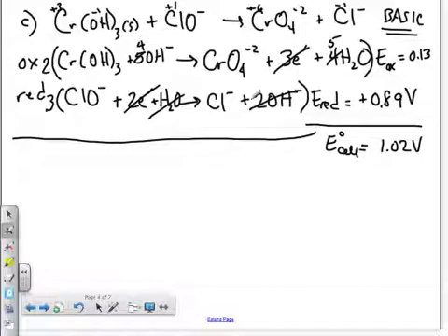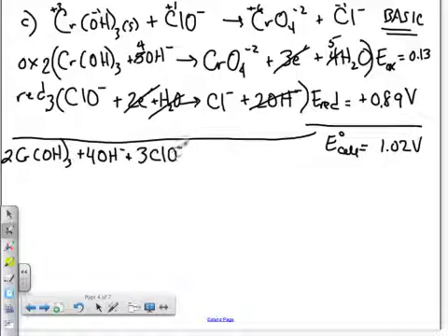All right, so this is what I end up with, 2 Cr(OH)3, and if you need to do it in 2 steps, go ahead, but I'm not. 4 hydroxides, 3 hypochlorites makes 2 chromate ions, 3 chloride ions, and 5 waters. All right, so there's my balance.